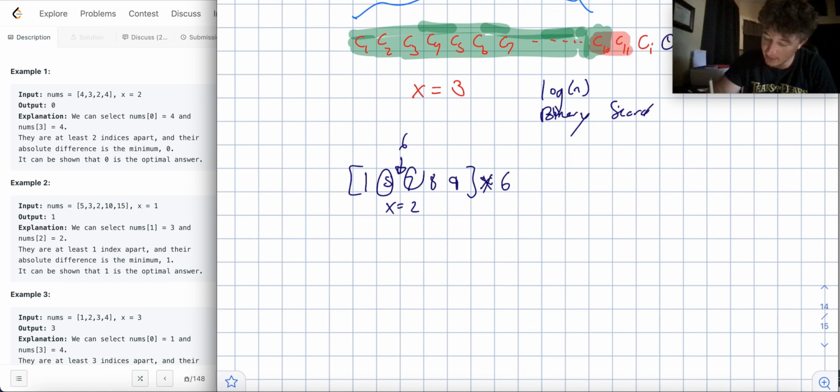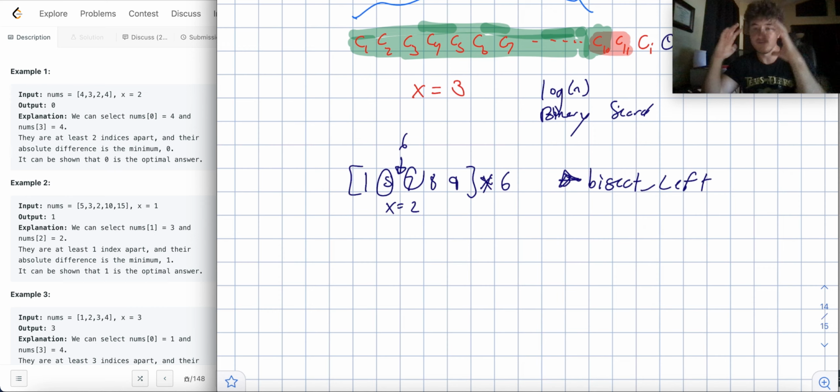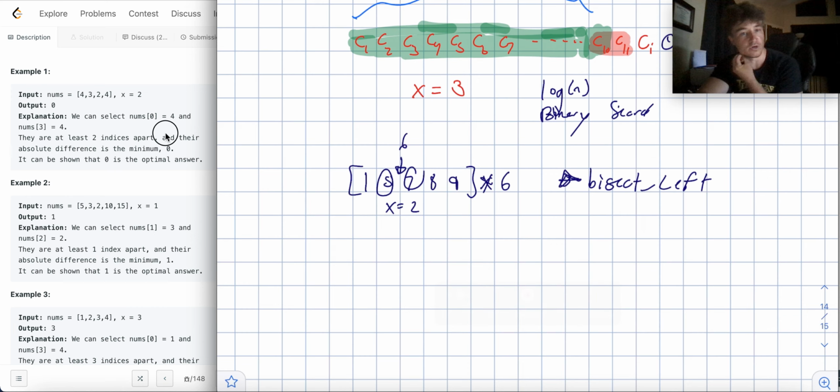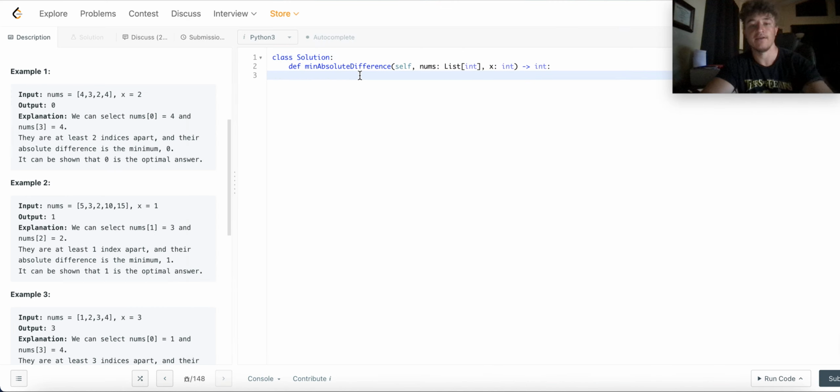This process of binary searching to find the closest element can be done using bisect. We can use bisect left, for example. So that's the first part of this problem, using bisect, which allows you to binary search through. There's one more part where we need to think about how we are going to maintain this sorted array in constant time. So let's just start with that.